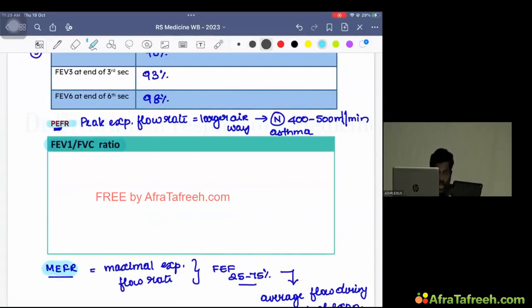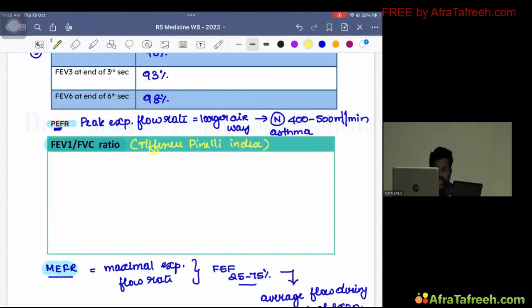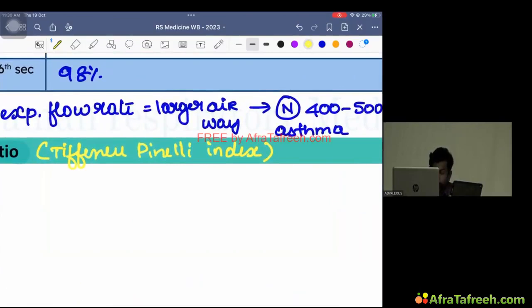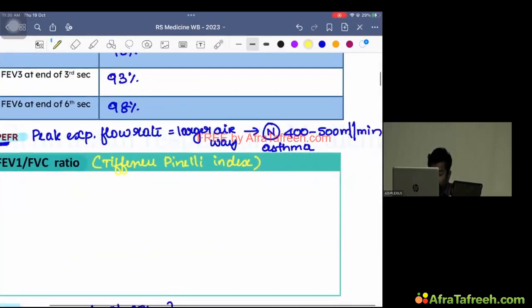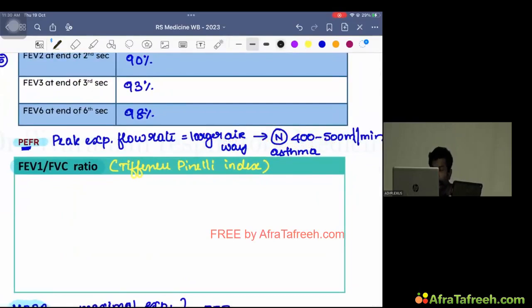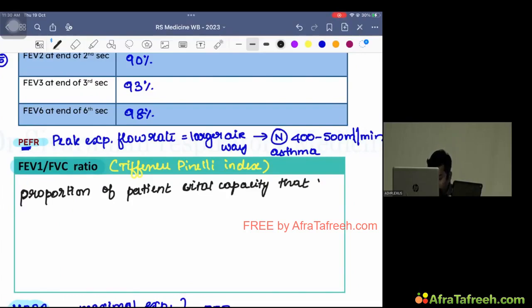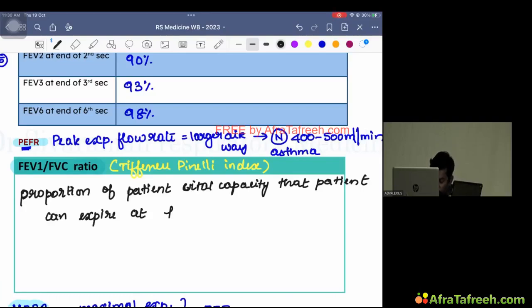Next we have another important ratio which we are going to use in several areas, called the FEV1/FVC ratio. This is also called the Tiffeneau-Pinelli index. What does the Tiffeneau-Pinelli index mean? This is the proportion of the patient's vital capacity that the patient can expire in the first second.